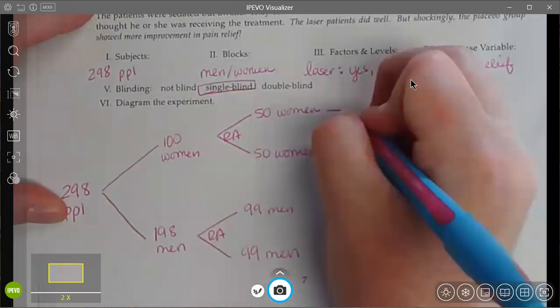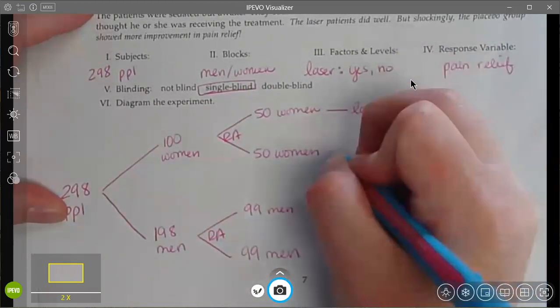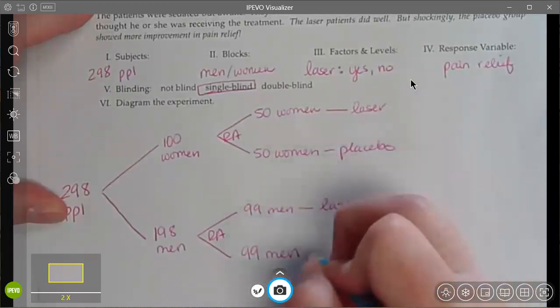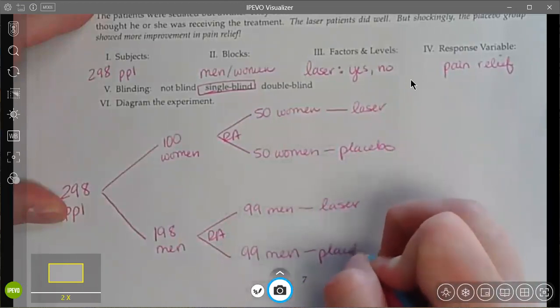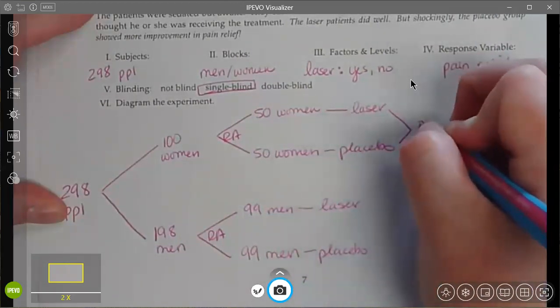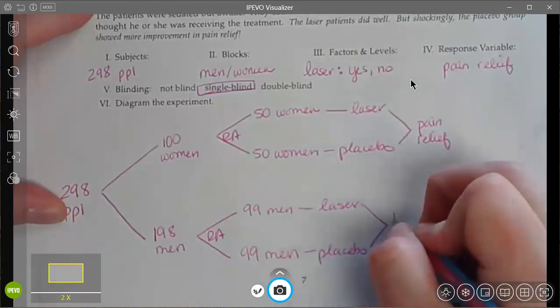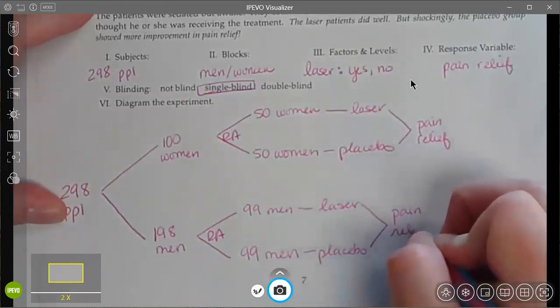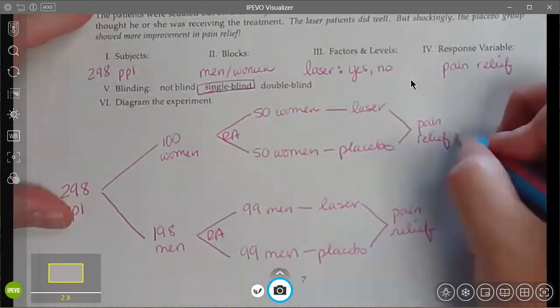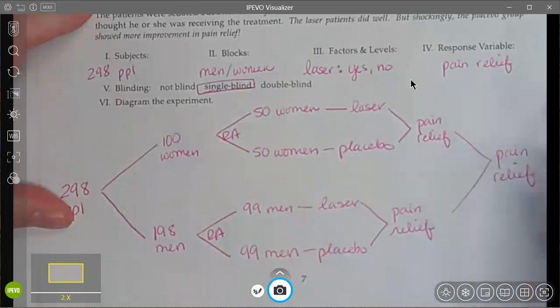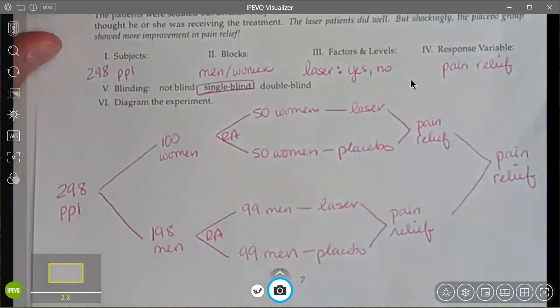And then these ones got the laser, placebo, laser, and placebo. And we're going to compare the pain relief for the women. And then we'll compare the pain relief for the men. Right, so you always compare within each block, and then we'll compare the pain relief overall. All right, so there are 2 more block designs. Hopefully you're starting to get the hang of this.